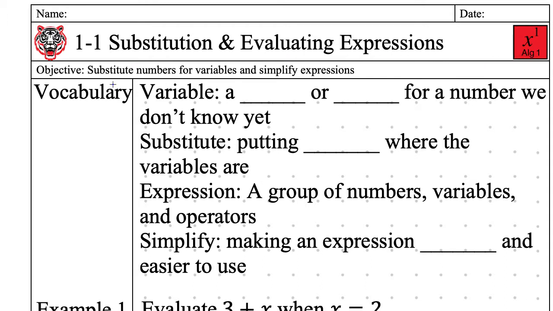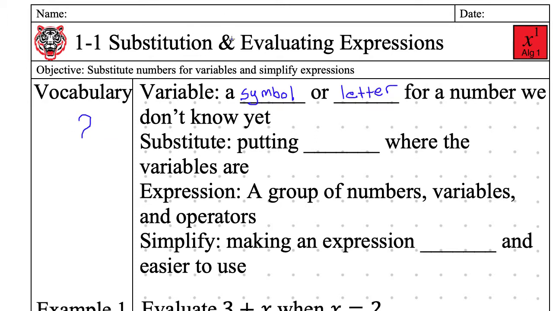So our objective for today is to substitute numbers for variables and then to simplify the expressions that had those variables. Alright, so let's start with some vocab. What is a variable? And I'm pausing here to make you think. It's a something or something for a number we don't know yet. Alright, so this is going to be a symbol or a letter. So technically, this heart could be a variable, or generally speaking, it's usually like X or Y or something like that. It doesn't have to be a letter, but generally it is a letter.